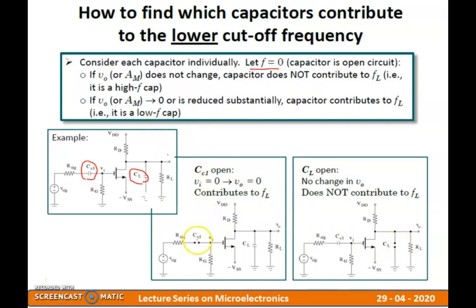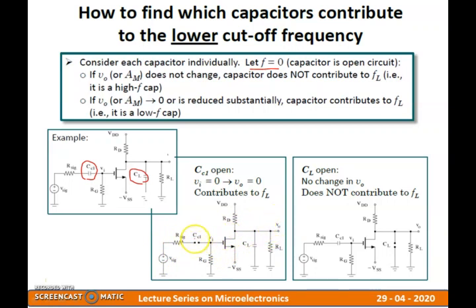If I open it up and V0 does not change, then it doesn't contribute. If V0 changes, in the sense it has to reduce substantially, then it contributes. So what will happen if I make it an open circuit? No signal will reach the amplifier circuit or MOSFET, which means I am not going to get any output. My output will tend to 0.